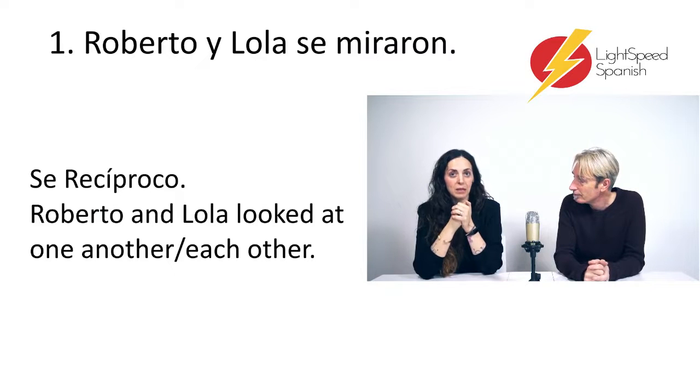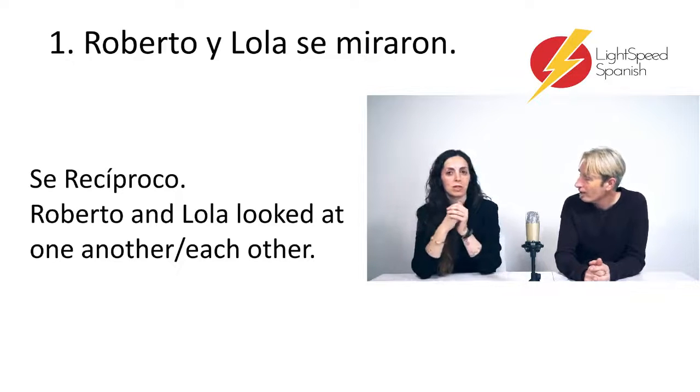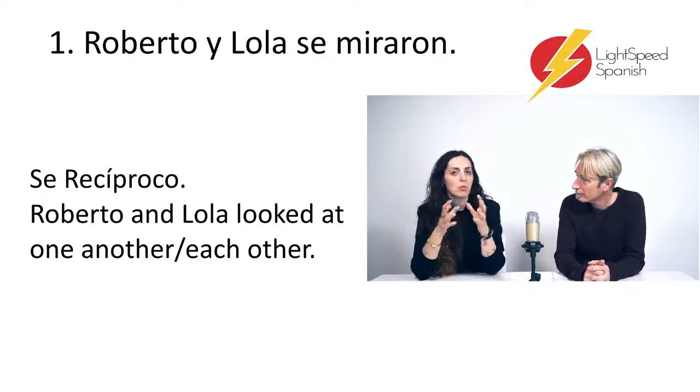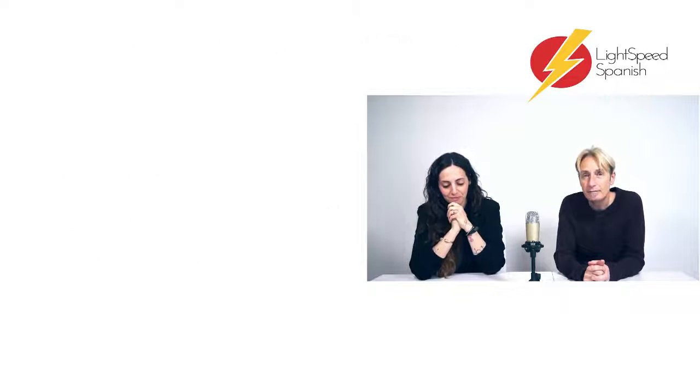With these types of sentences, we can have the direct object or indirect object. It depends. For example, in this case, they looked at each other, so that's direct. But we'll see in other examples that there's something else involved, an object. They can give each other something. It would still be reciprocal, but it would be an indirect object.